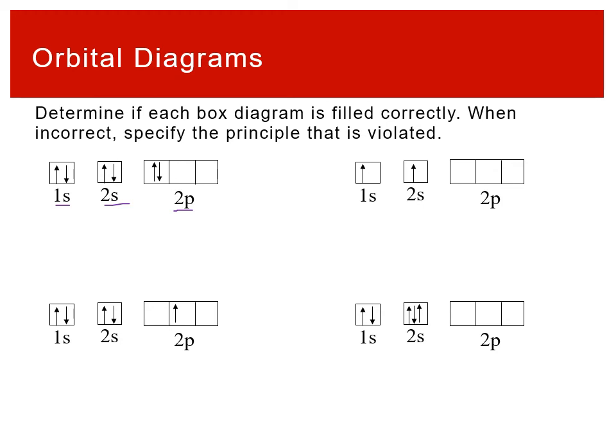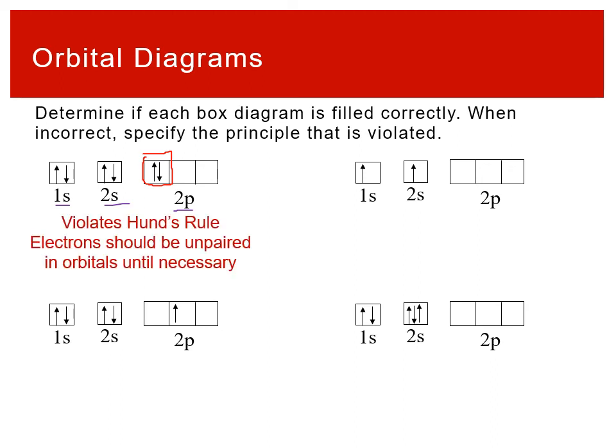And so the problem we can see right here is this right here. We have the 2p2, which is fine, but the problem is that those 2 shouldn't be paired until we need to. This violates Hund's rule, right? That those parallel spins, that when you add the second electron, it should go into the other orbital, not into the same orbital.